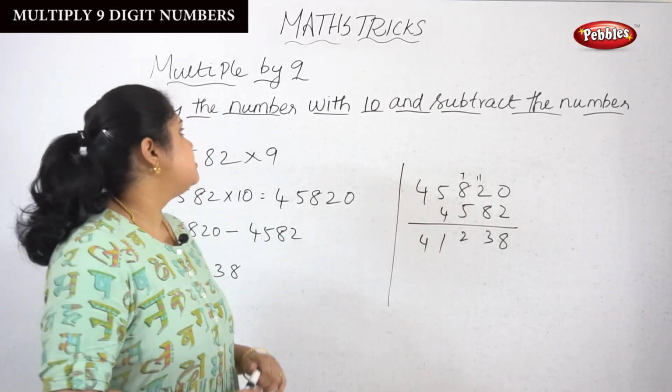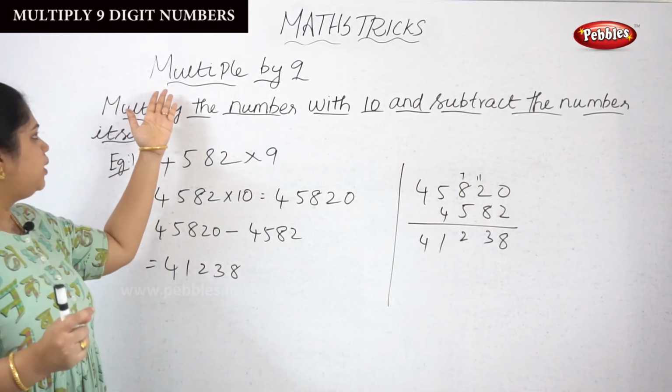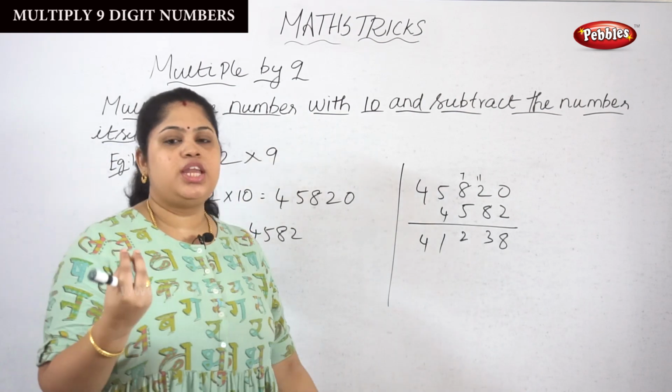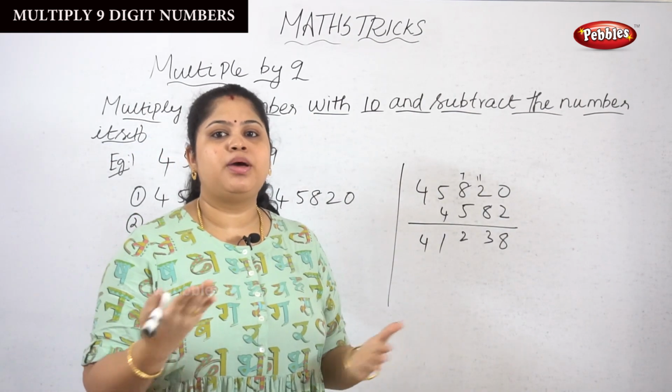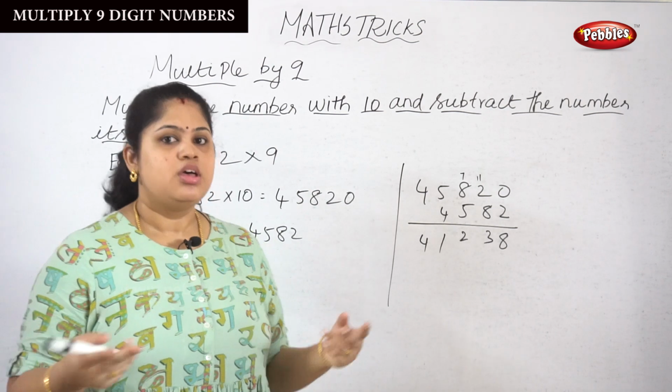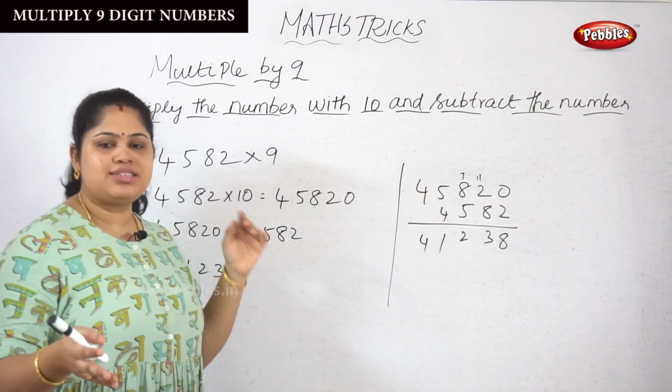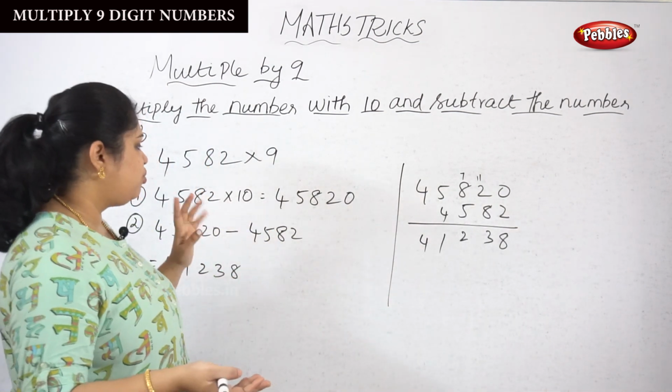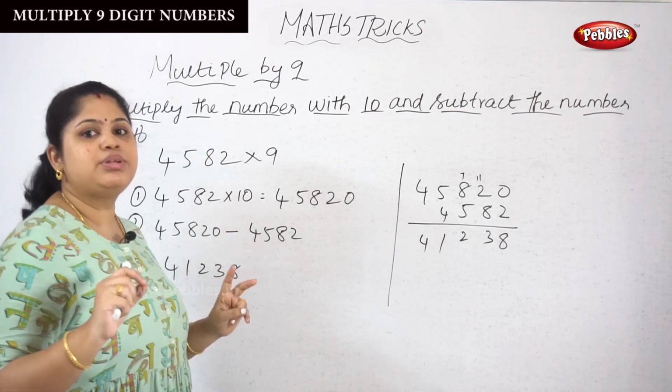Okay, next is multiplying by 9. Last time we saw how to multiply any number by 5, which was a two-step trick. This is the same kind of thing, not exactly the same trick, but it also uses two simple steps.